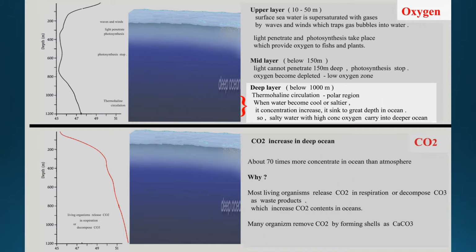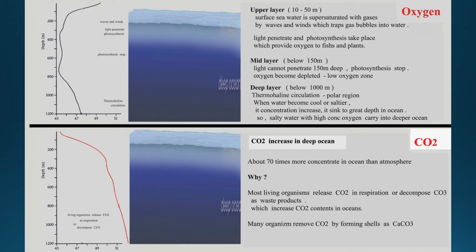In general, you can see oxygen is dissolved in the top layer, and the deeper the layer, the less and less soluble it gets. And if you don't count the polar region, you can say the deep ocean is very depleted, lacking oxygen.